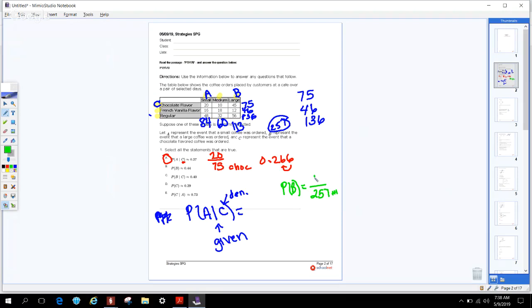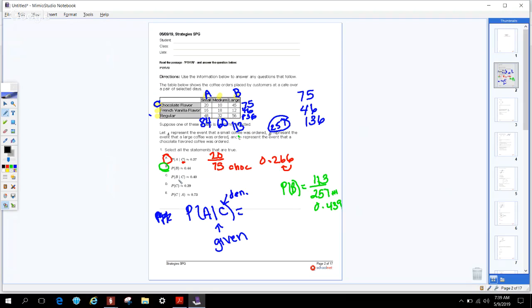No, 113. And it's tricky because you would think B would come right after A, but remember B stands for large. So that's where we get the 113. So then again, we're going to do 113 divided by 257, and we get 0.439, which of course would round. So B is correct.